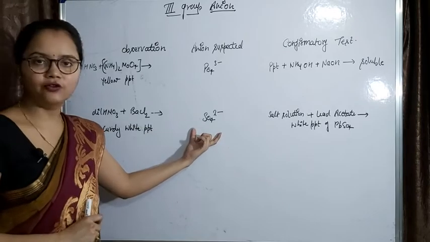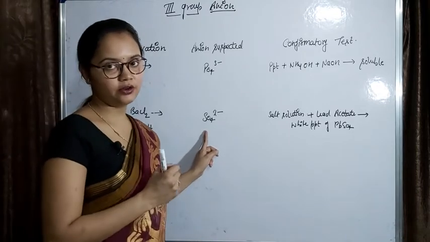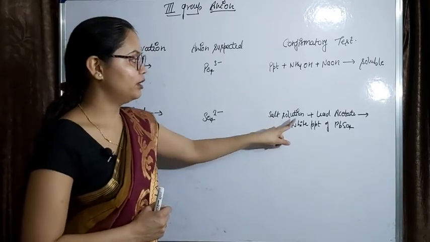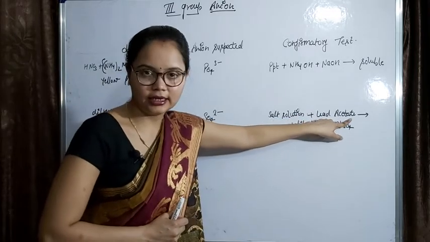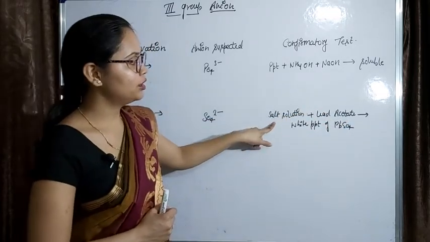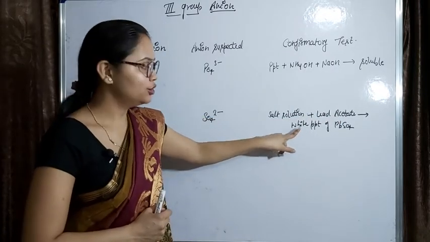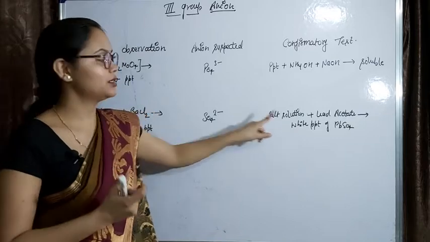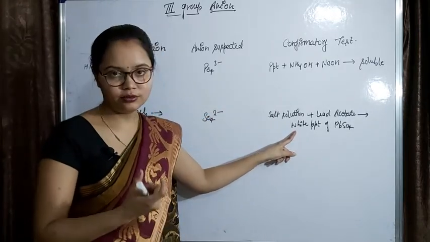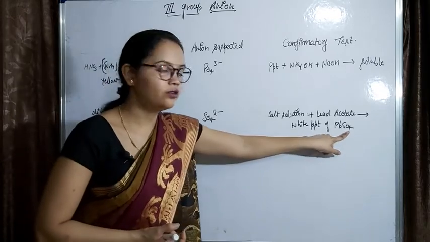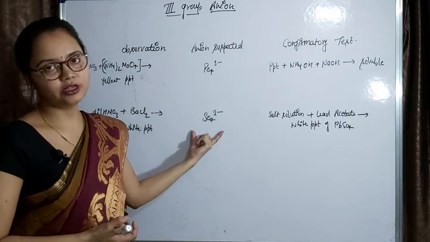just the presence of sulfate ion. And for the confirmation of the presence of sulfate ion, we will again make salt solution and then we will add lead acetate. If this salt solution with lead acetate forms a white PPT, this confirms the presence of sulfate ion. And this white PPT forms because of the formation of lead sulfate. So this is how we confirm the presence of sulfate ion.